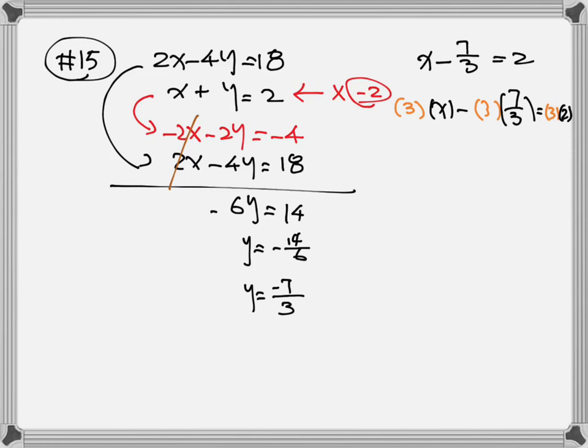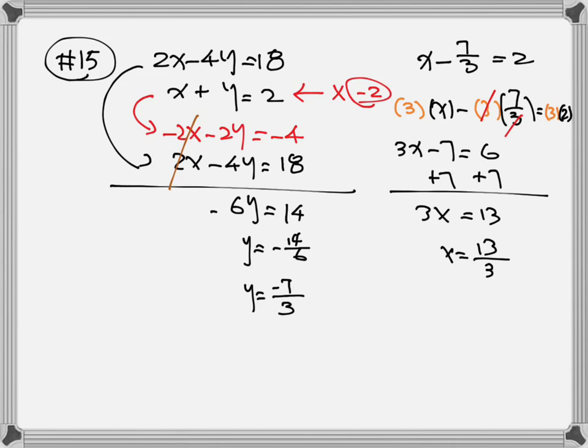Okay? Now you can see over here, I can cancel my denominator, so no more fraction. Then here, I have 3x minus 7 is equal to 6. Okay, get rid of the 7. So 3x is equal to 13, then x equal to 13 over 3. So here, my answer, I cannot use the butterfly. I need to use the parenthesis because I have x and y. So we have 13 over 3, then negative 7 over 3. Then that is my answer.